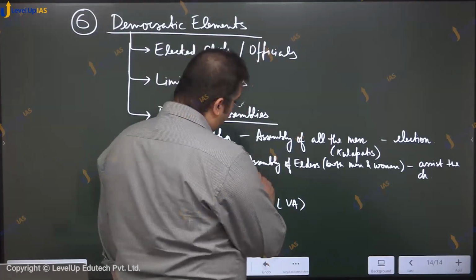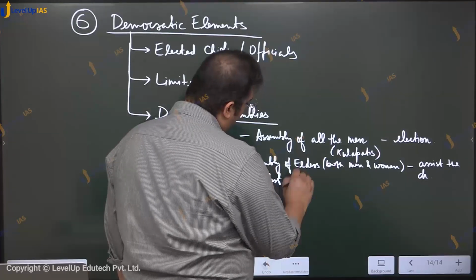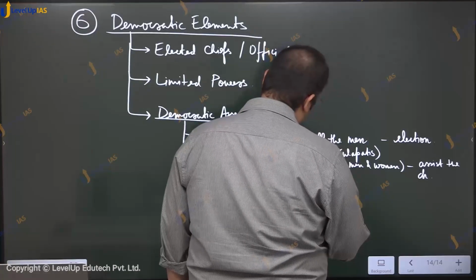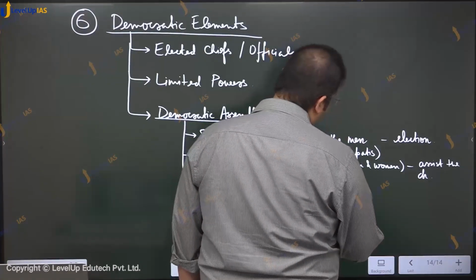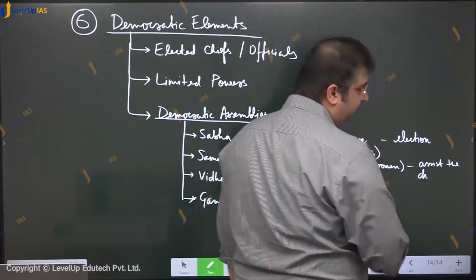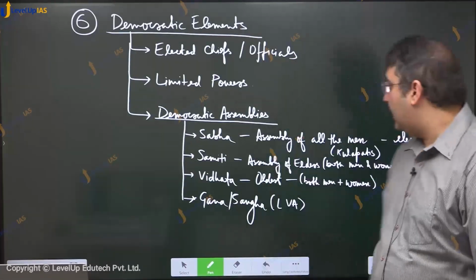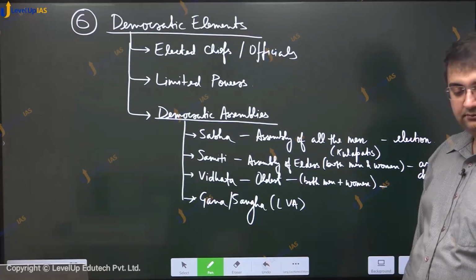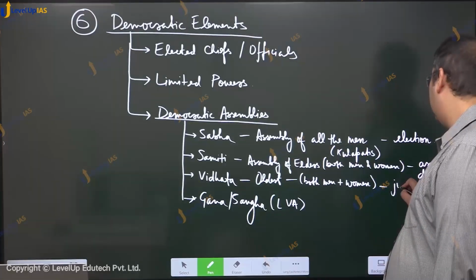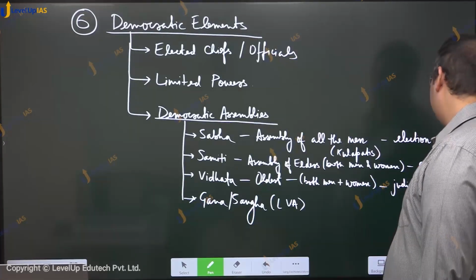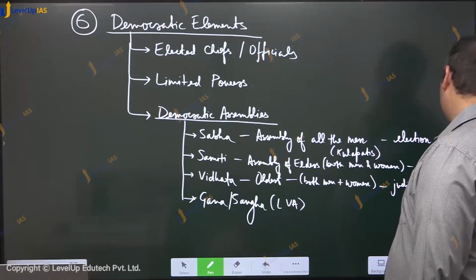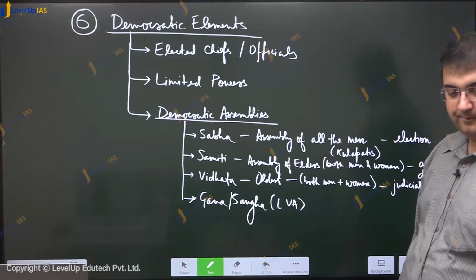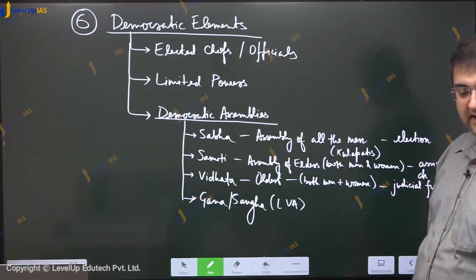Vidhat was the oldest of all these assemblies. Okay? It consisted of both men as well as women. And what was its purpose? Primarily, it performed judicial functions. Okay? ये हो गए इसके democratic elements.